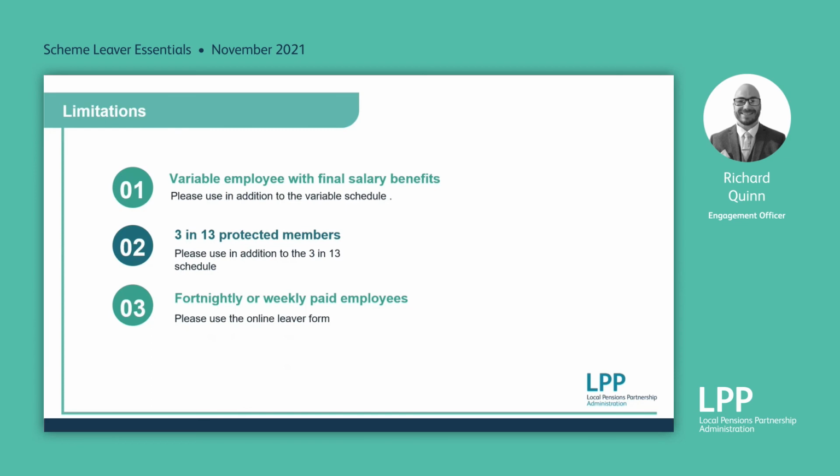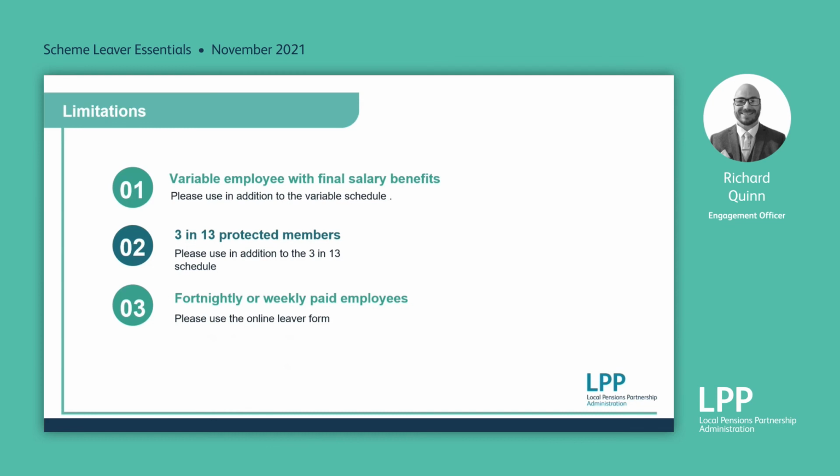If you have any variable employees with final salary benefits, you can't use the pensionable pay calculator. You need to use the variable schedule, which is available from the forms to download section where you've got the pensionable pay calculator from. And you can access the variable pay spreadsheet here.